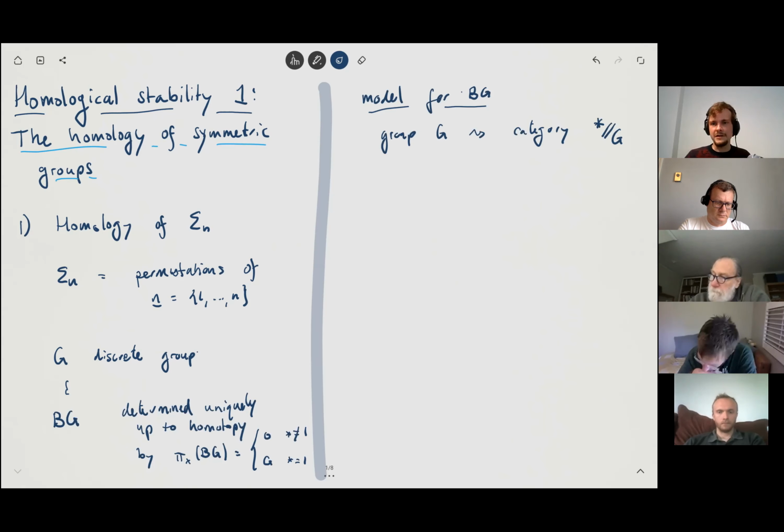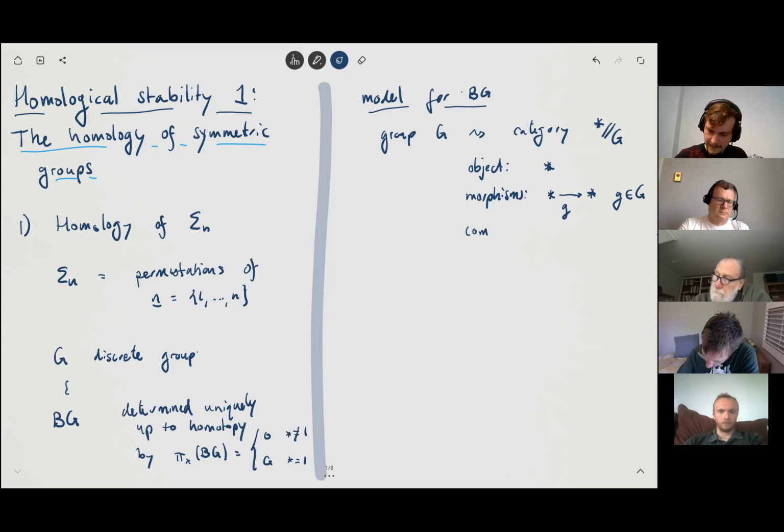I'm going to call it star mod mod G. And it has a single object called star. And it has morphisms from star to itself, indexed by the elements of the group. And the composition is given by multiplication in the group. And the identity is given by the unit of the group.